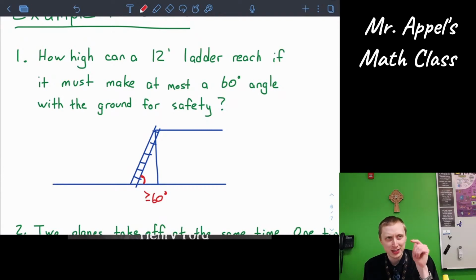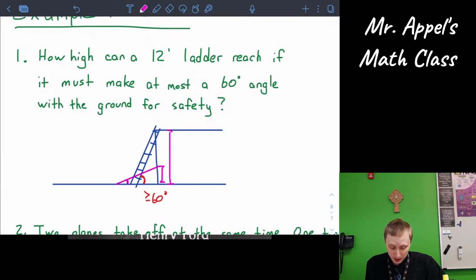Now, quick question, does that mean the best possible reach comes from 60, the maximum, or if I make it smaller, will I be able to reach higher? Let's test that. Let's draw an alternate ladder. What if we made a smaller angle down there? This is definitely less than 60. That's allowed. This would be safe. The ladder isn't going to tip over on us, although at this point it might just slide down and hit the ground. You never know. But we can see here that this height is definitely smaller than this height.